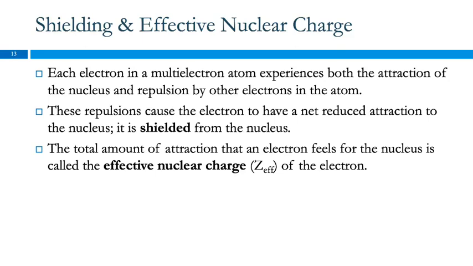So we can look at an effective nuclear charge, which takes into account that repulsion from the other electrons in contrast to the attraction, and gives us an overall net effective nuclear charge. And that's called Z. Z is the atomic number, which would be the number of protons.